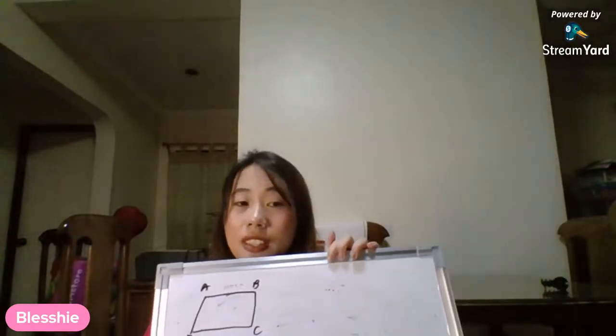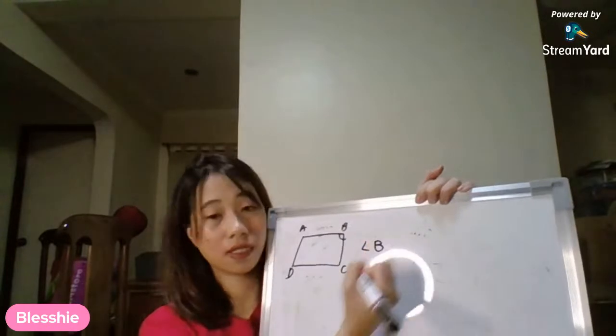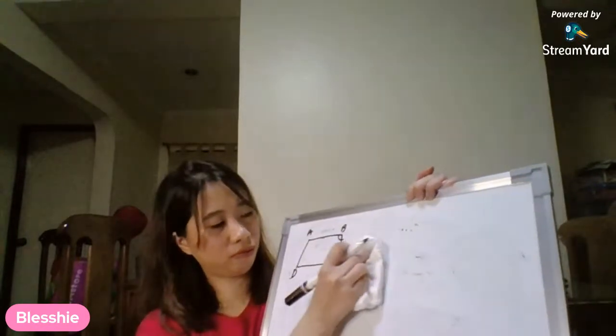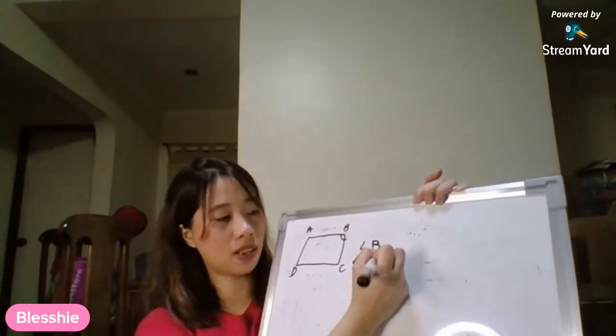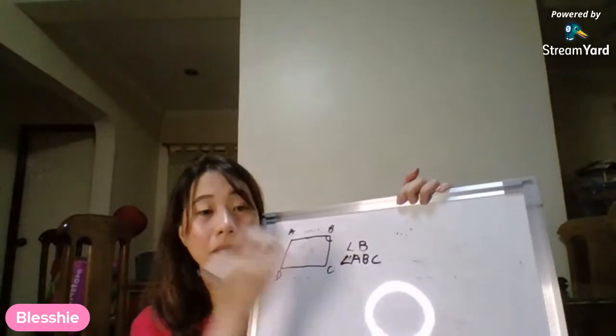Other than that, reminders lang pala sa angles, dahil baka malimutan nyo kung paano i-rename ang mga angles. Kunyari, meron tayong ABCD. So, si quadrilateral ABCD, pag ito yung hinahanap na angle, pwede mo siyang tawagin angle B. Pwede mo rin siyang tawagin na angle ABC. So, ganyan yung pagsusulat ng angle. Si angle B tsaka si angle ABC, iisa lang siya.